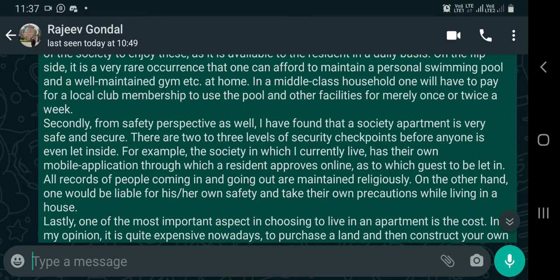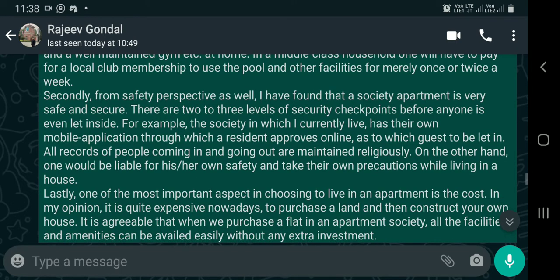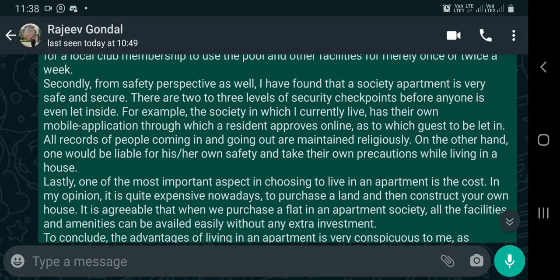For example, there are 2 to 3 levels of security checks. So burglary and the occurrences or the instances of burglary are reduced in an apartment. So you can make it very precise. It's a little longish. On the other hand, one would be liable for his or her own safety and take their own precautions while living in a house.